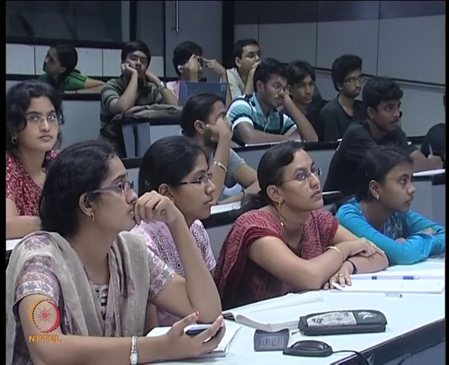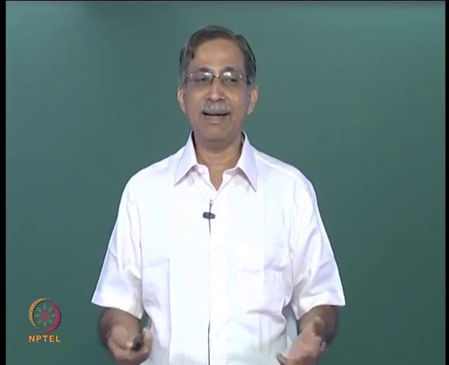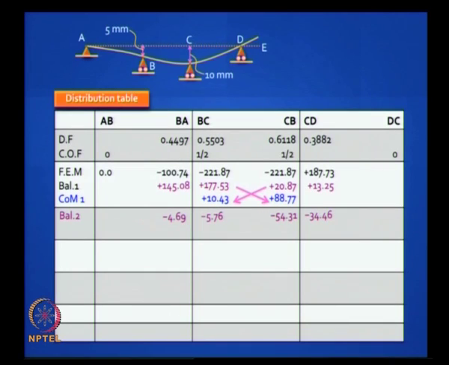It is plus 10.43. So what should you do now? Again balance it, okay. So that is what you do, and you have to balance 88.77 at joint C. You can do all that in one step. Is it clear? It is a simple thing, you can do it manually very fast. Now what do you do? So this is balance number 2, carry over again, but as you go down, the quantities which you carry over are becoming smaller and smaller.